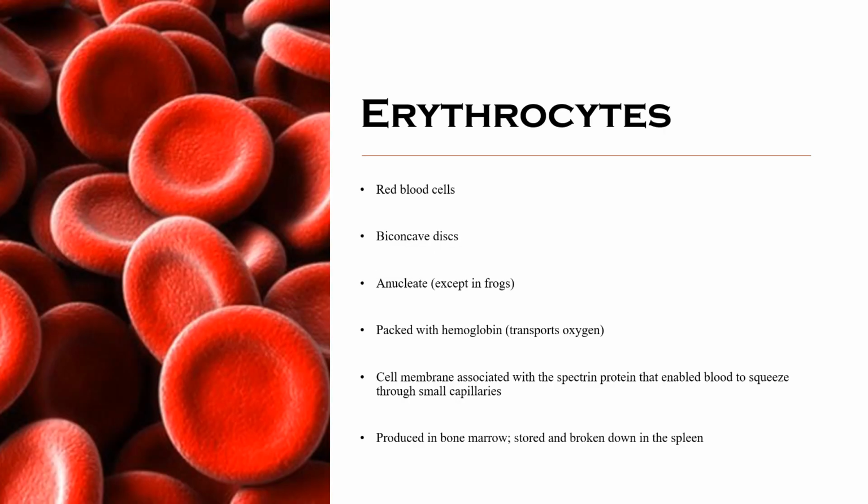So starting with erythrocytes, which once again are red blood cells, you recognize these cells as biconcave discs that are anucleate, except in the case of frogs. But these cells are packed with a protein called hemoglobin, and it is hemoglobin that transports the oxygen from the lungs to the rest of the body. There's also an important note that the cell membrane of red blood cells is associated with a protein called spectrin, and it is this protein that enables the blood to squeeze through the small capillaries. Also, red blood cells are produced in the bone marrow. They're also stored and broken down in the spleen.